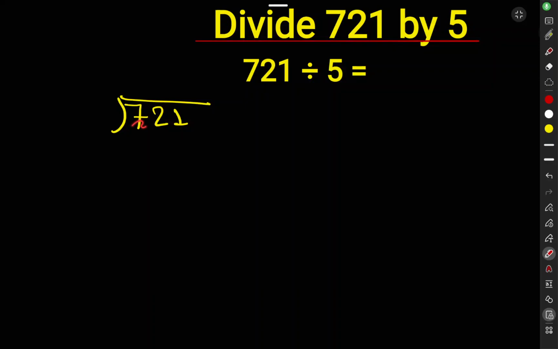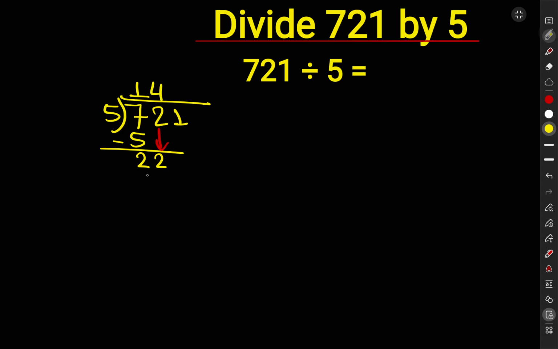Here we divide 721 by 5 in a long division method. 5 times 1 is 5. On subtracting, we get 2. So again we put down these 2 and it is 22.